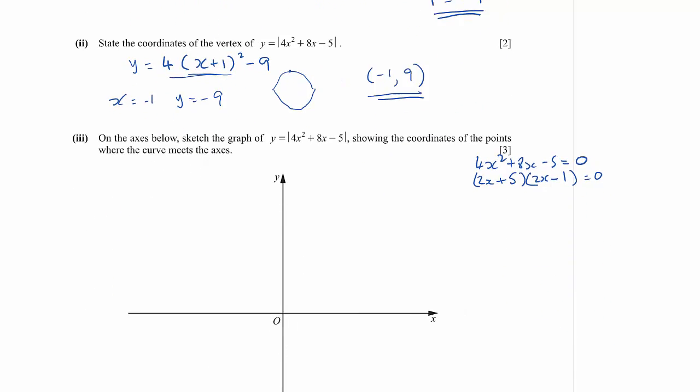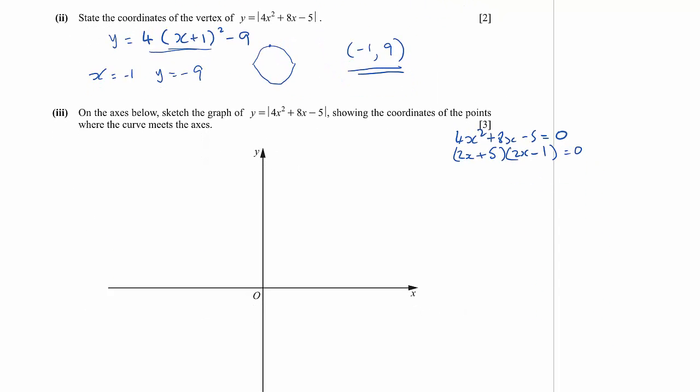So what we're going to get is x-intercepts at negative 5 over 2 and a half. And so if we're just thinking about the 4x squared plus 8x minus 5, it's a quadratic, and it's going to be this way up because of the coefficient of x squared. So basically it will go like this. But we know, because we're doing the modulus, that we'll get this reflection upwards. So it's going to come down there.